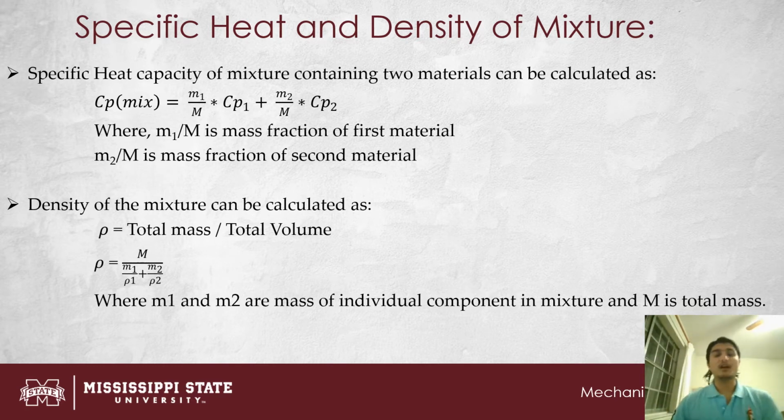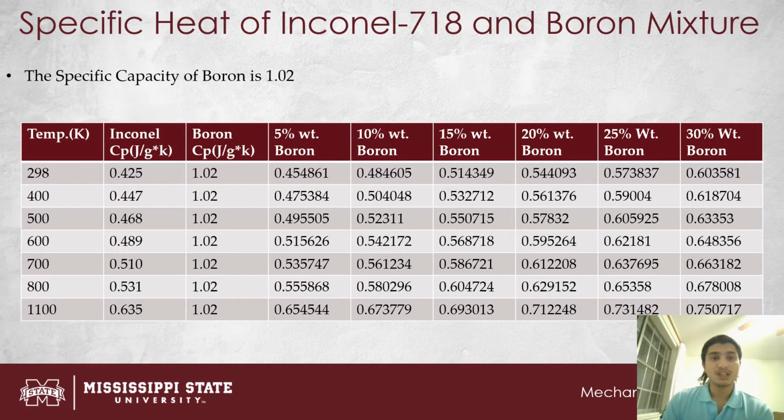Specific heat and density are also important parameters that will help in determining the mechanical properties of the solar absorber tubes. For the mixture, specific heat can be calculated by the formula shown here, and density can be calculated using the formula shown here. The specific heat of the Inconel and boron mixture is calculated and tabulated here in the table. The specific heat capacity of boron used was 1.02.